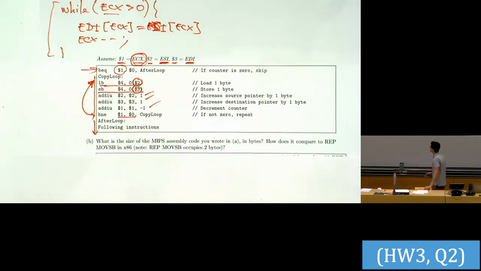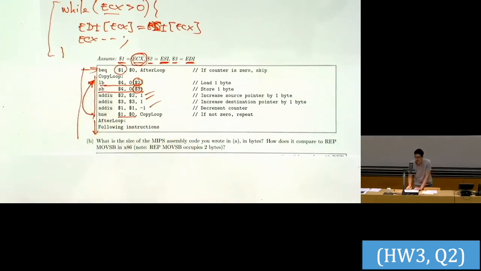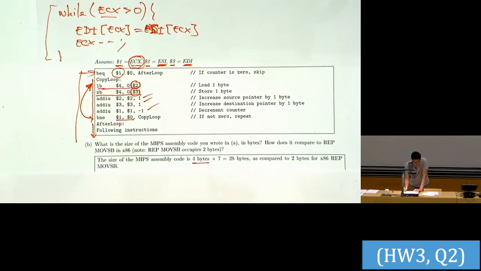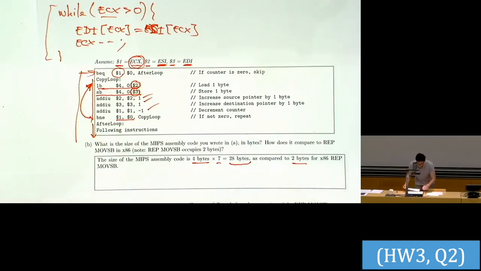In this second part of the exercise, it says, what is the size of the MIPS assembly code you wrote in A in bytes? How does it compare to rep movs? And it says, note, rep movs occupies 2 bytes. So this Intel x86 instruction occupies 2 bytes. And the question is, how many bytes does this code that we have just written occupy in memory? Well, as you know, in MIPS, every instruction is stored in 4 bytes. And if you count the total number of instructions, this is 7. So the total size of this code is 28 bytes compared to the 2 bytes of the original instruction in the x86 ISA. Let me finish with this question and then we take our 15-minute break. Is that okay? We will finish very soon.